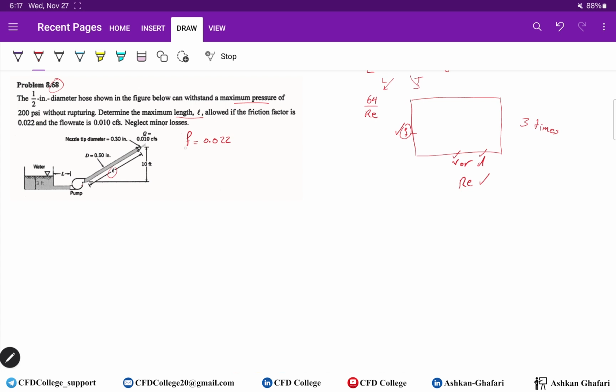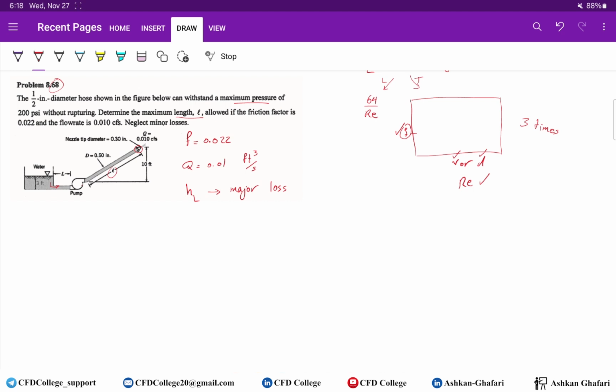But here in this problem, we know the friction factor and also the flow rate, Q equals 0.01 CFS, cubic feet per second. Neglect the minor losses. Minor losses mean when the flow enters this pipe, or we have this nozzle here at the tip of the pipe. So here we have a minor loss. Remember that HL, the head loss, is actually a major loss, not a minor loss.